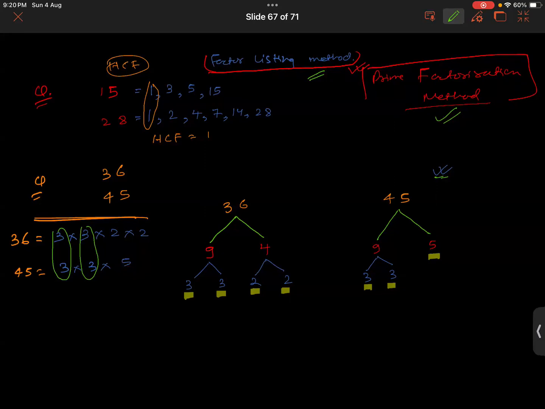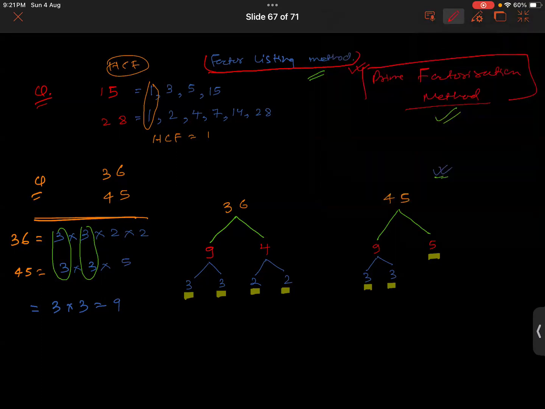So simple enough. The HCF is 3 times 3. That is 9. And as Habib, like you were answering 18. So 18 will be dividing 36, but will it be dividing 45? No. So that is not even a divisor, not even a factor of the number.